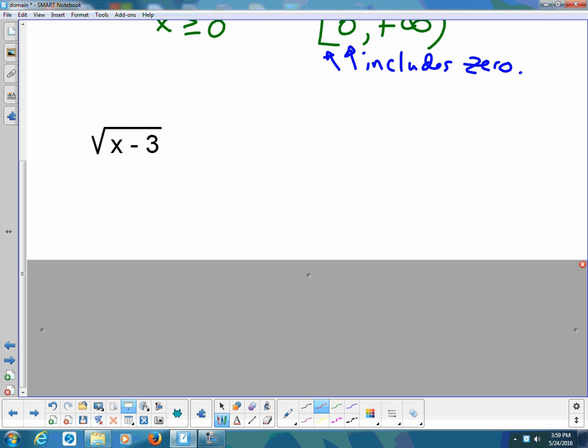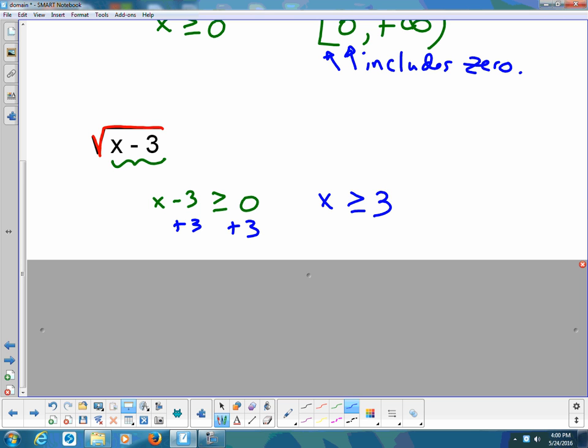Okay, so now for this next example, we want to know what is the domain for the square root of x minus 3. So again, we know that we have a square root radical, so nothing underneath could be negative. We want to make sure that x minus 3 is greater than or equal to 0. So we need to solve this inequality. We're going to add 3 to both sides, and we get x is greater than or equal to 3.